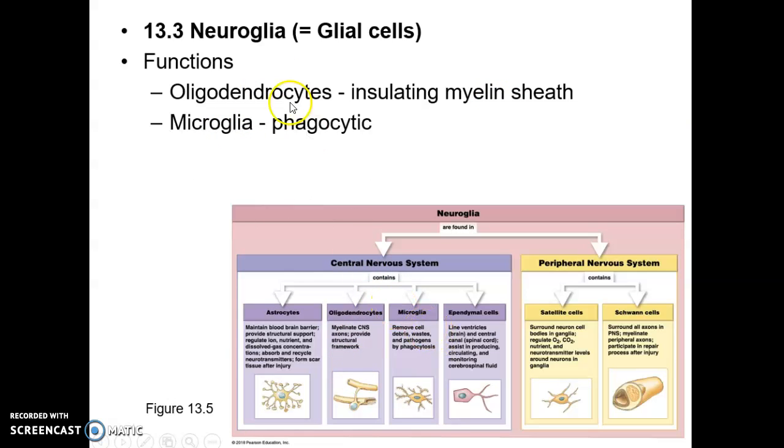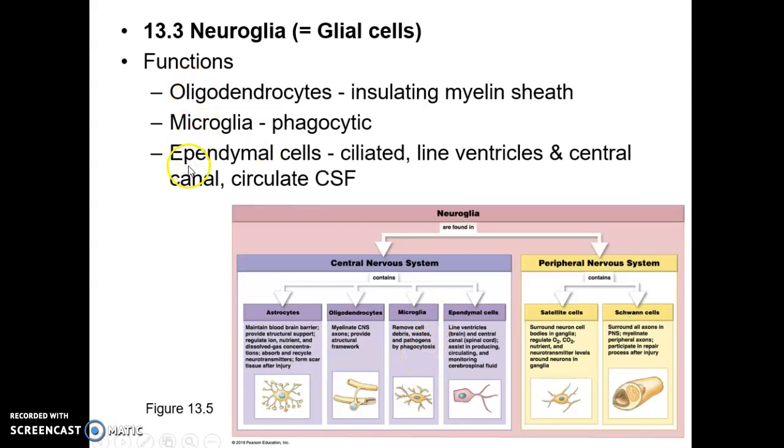Microglial cells, they are phagocytic, so they consume potential pathogens within the central nervous system. And then lastly, we have the ependymal cells. They are unique cells. They have cilia. They line the cavities within the brain, referred to as the ventricles, and the central canal, which is within the spinal cord. And the cells are stationary. The cilia move, so they move something. They move and circulate the cerebrospinal fluid within the ventricles and the central canal, and allow the cerebrospinal fluid to move, as we'll see in subsequent chapters.